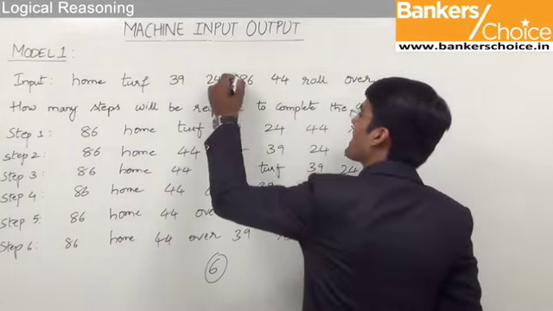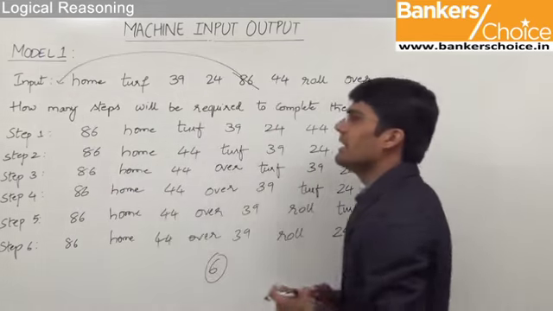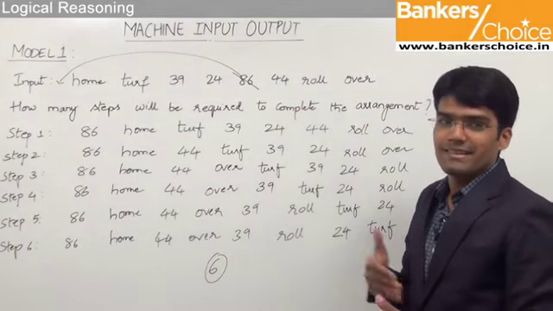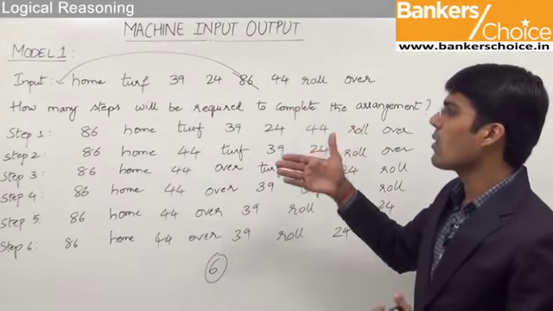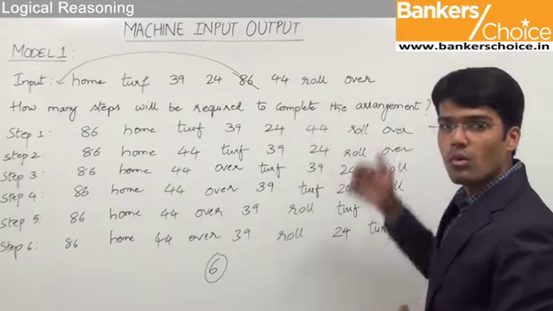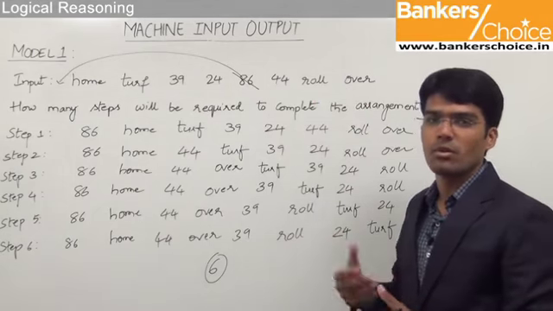So just strike off 86 and let us put an arrow indicating that it comes before home. After moving 86 to the first place, the step 1 appears as 86 home, turf, 39, 24, 44, roll over. We are not writing the step, we are just trying to understand the same thing orally.